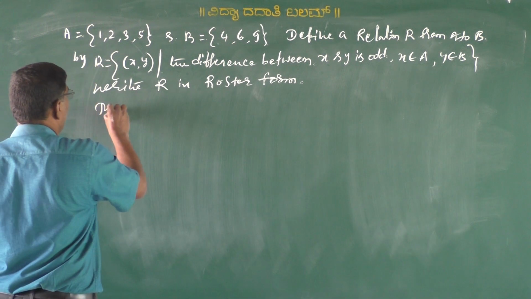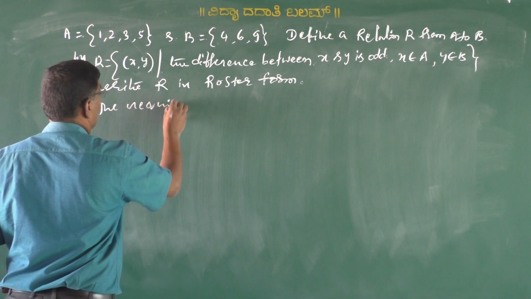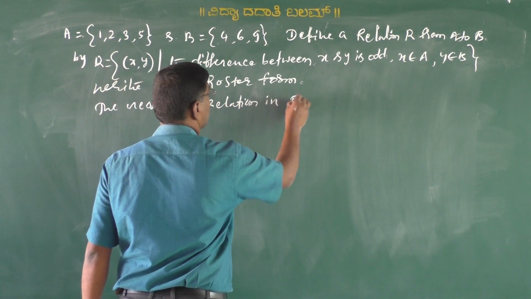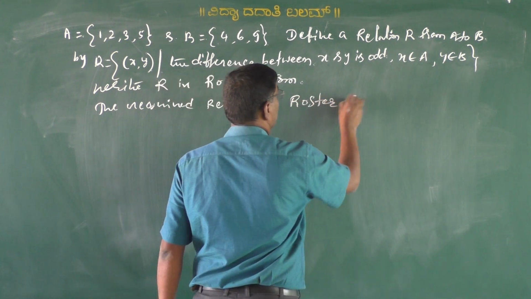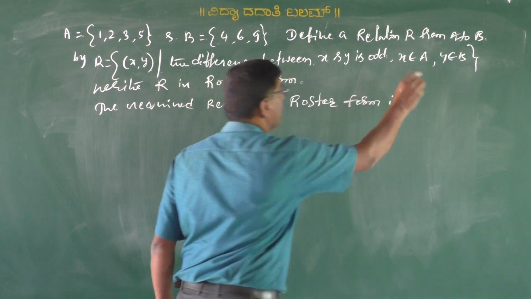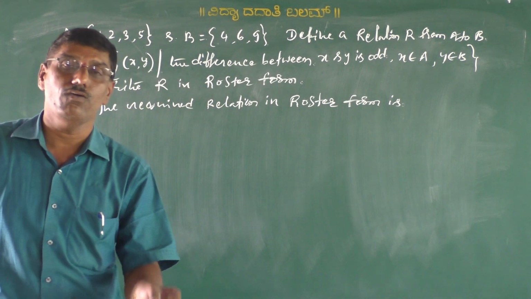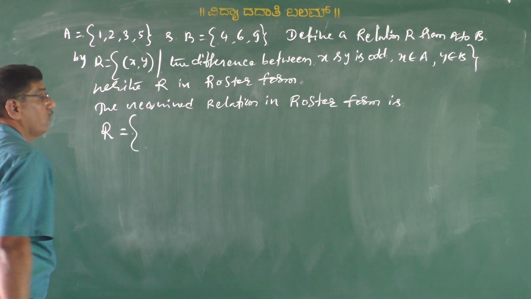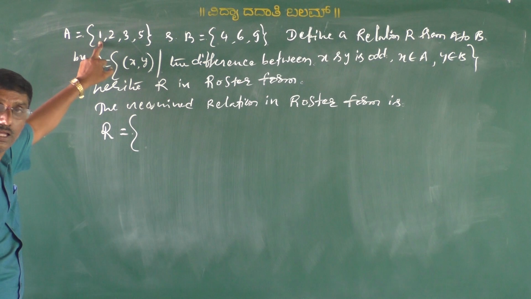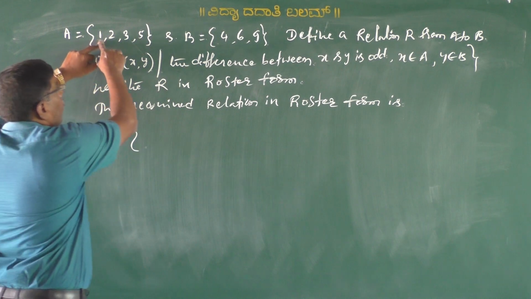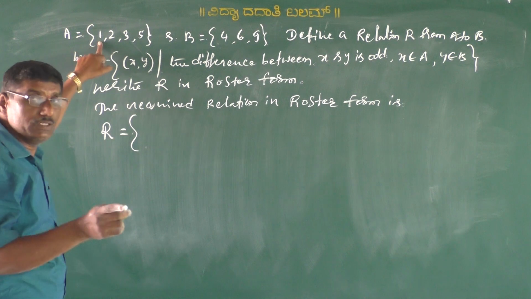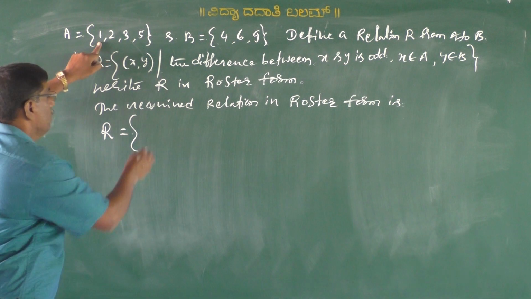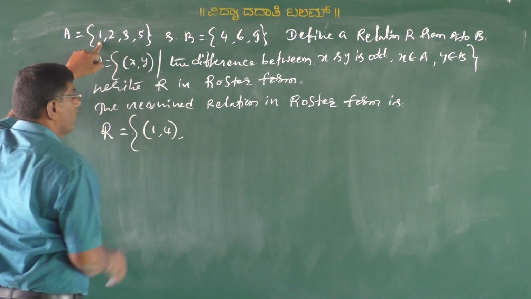The required relation in roster form is R is equal to, my dear students. We have to start with the element 1. Ordered pair 1 comma 4. The difference between 1 and 4 is 3. The 3 is odd. Then we can write the ordered pair 1 comma 4.